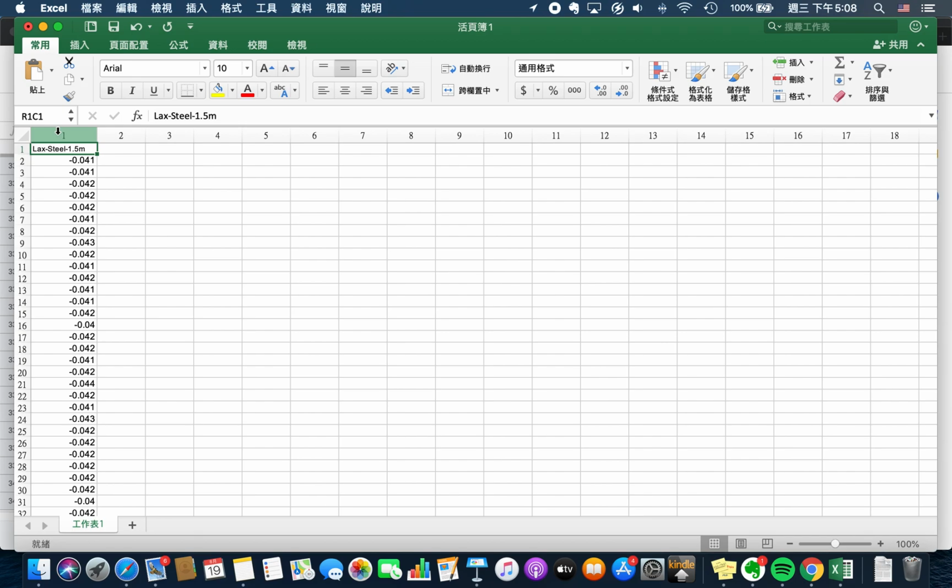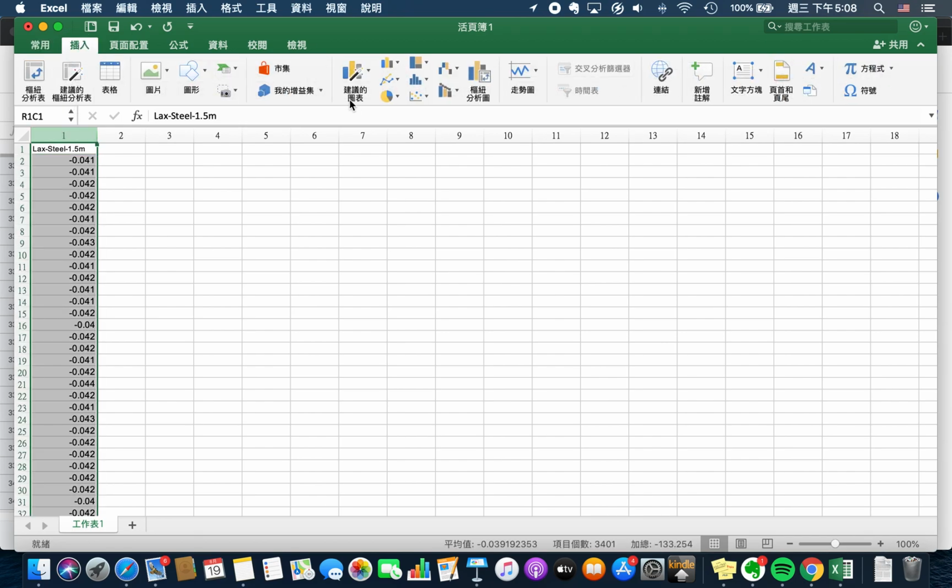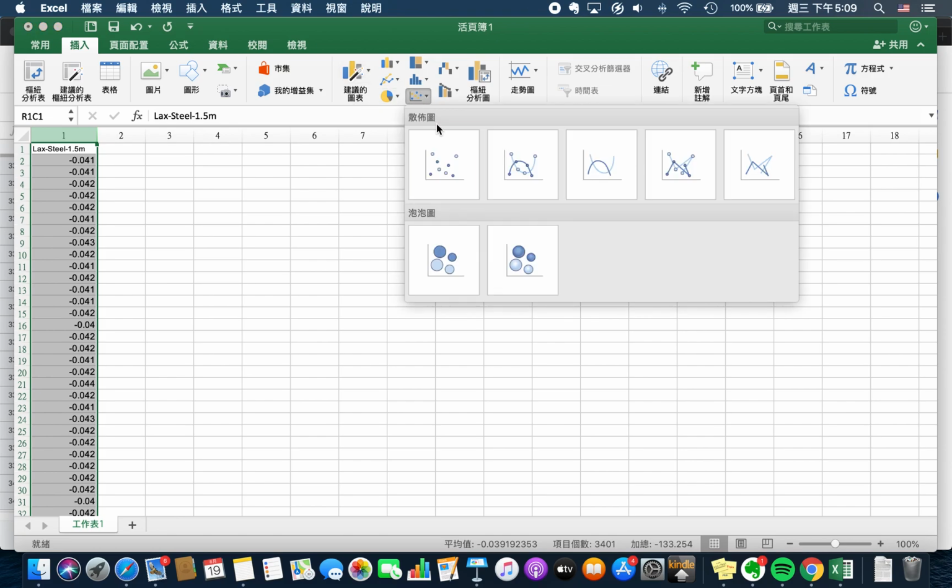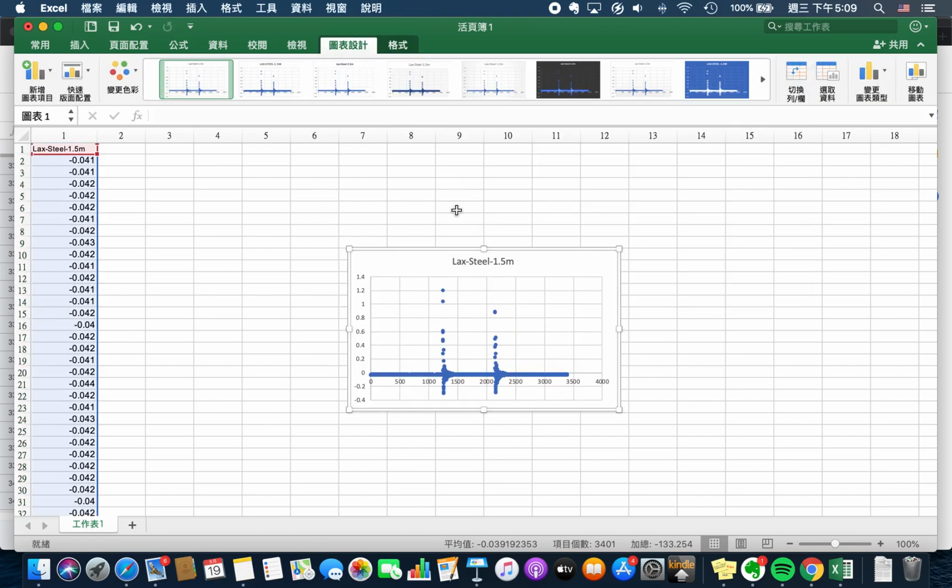select column 1, and then insert and find a chart. Whatever chart you like. Usually I use scatter plot. Select it. Here you'll see, wow, that's the force plate data. And apparently there are 2 peaks here.